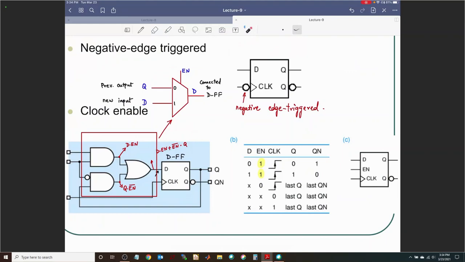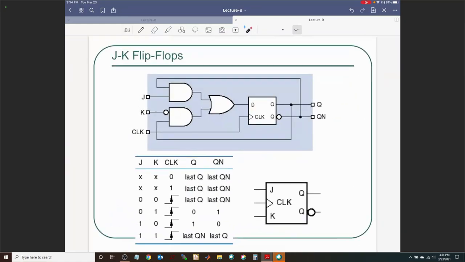Let's move on here to JK flip-flops. How are we going to make this? Well, one idea could be to take one JK latch and put it in a master-slave configuration with another JK latch. That is one way of achieving edge-triggered JK flip-flops. But there are other very interesting ways to achieve a JK flip-flop.